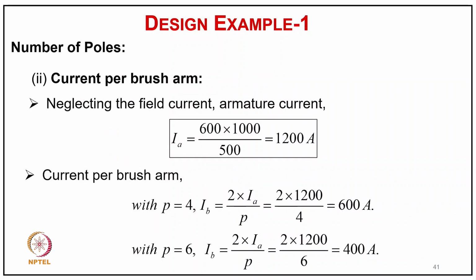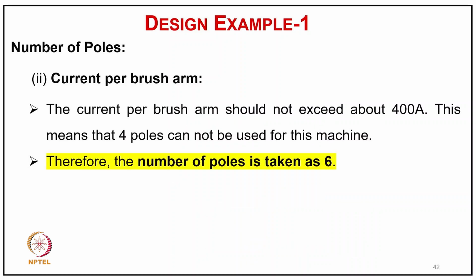Now current per brush we can calculate from the voltage and power rating. So IA equal to PA divided by voltage. Armature current comes 1200 ampere, and current per arm, for P equal to 4, IB will be 2 I upon P, that comes 600 ampere. For P equal to 6, IB equal to 2 I upon P, becomes 400. So current per brush arm should not exceed 400. So this means more than 4 pole cannot be used in this machine. So therefore number of poles is taken 4.